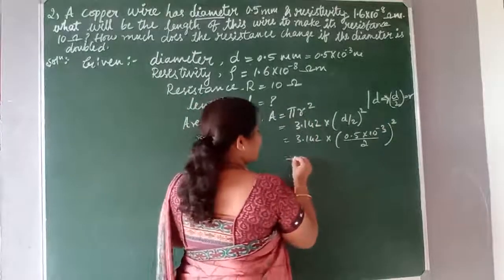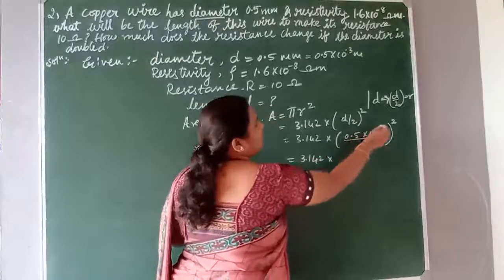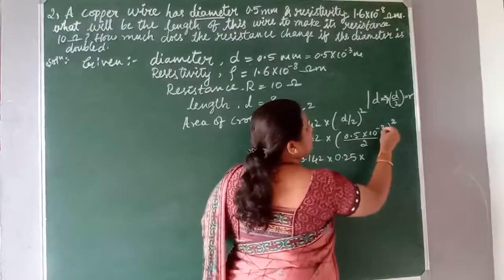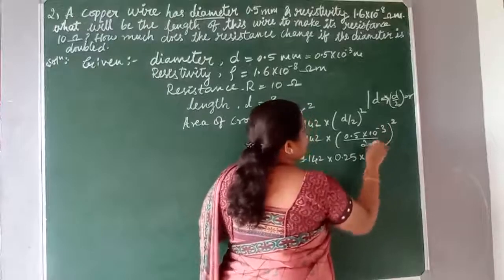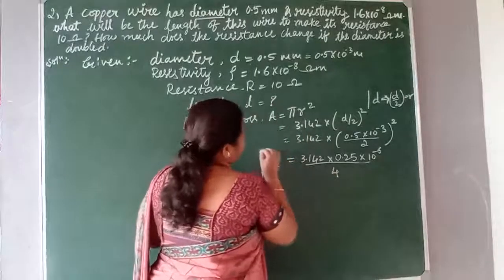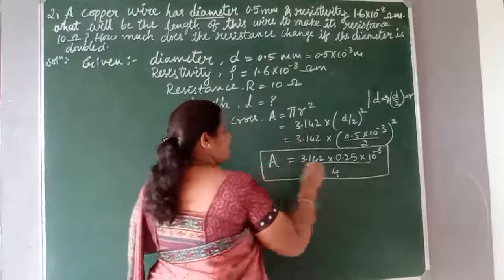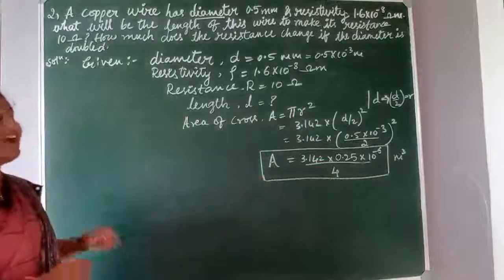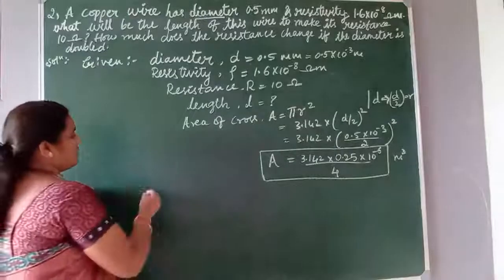So this can be written as 3.142 into 0.5 whole square, means 0.25 into 10 to the power of minus 3 into 2, that is 10 to the power of minus 6, isn't it? Denominator also squared, 2 square means 4. This is the cross-sectional area value, isn't it, children? What is the unit of area of cross section? Meter square. Now this A we have to substitute in the resistivity formula, isn't it, children?